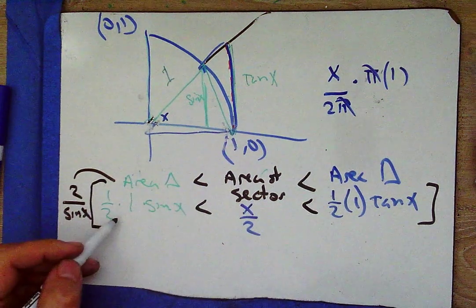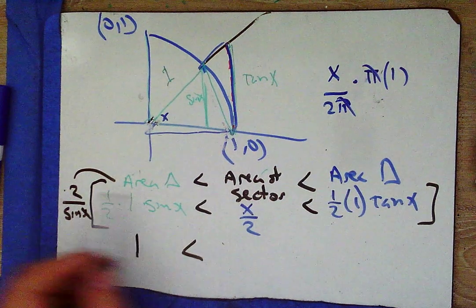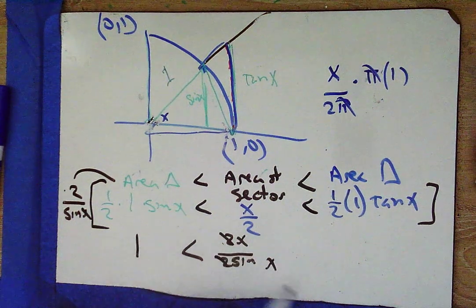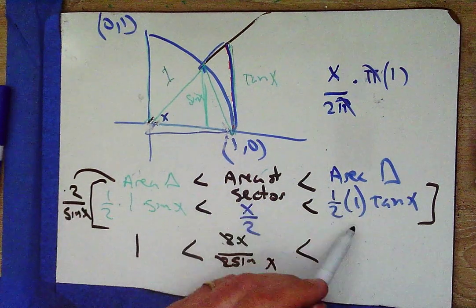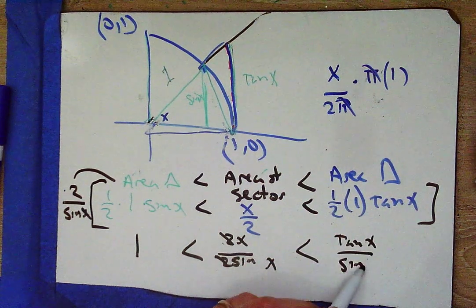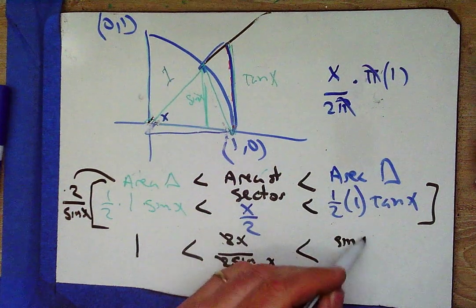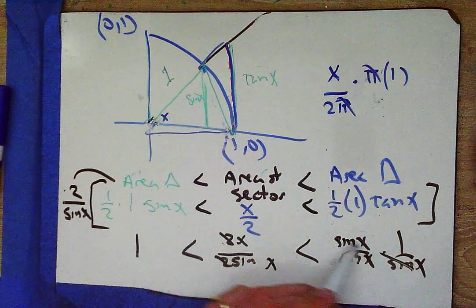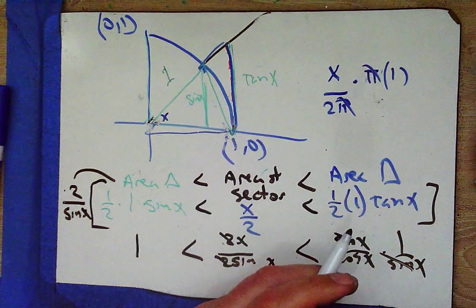Okay, here these cancel, sine x's cancel, and I get 1. And here I'm going to have 2x over 2 sine x, and the 2's cancel. So I have x over sine x. And then here, 2 times 1/2, those are going to cancel. And then I'm going to have tangent x over sine x. But remember, tangent x is sine x over cosine x. And then I'm going to divide by sine x. These will cancel, and I'll have 1 over cosine x. Okay, 1 over cosine x.